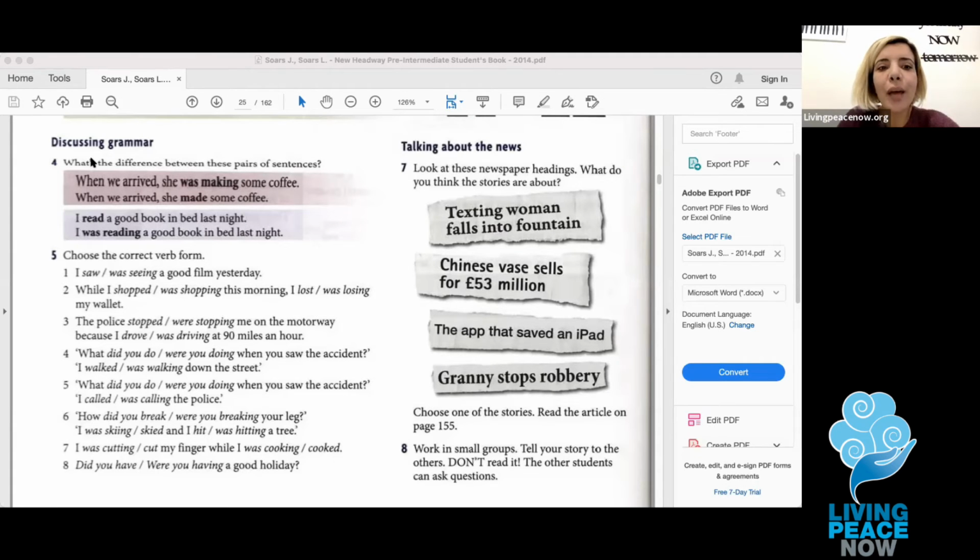Second one: I read a good book in bed last night. I was reading a good book in bed last night. What is the difference?